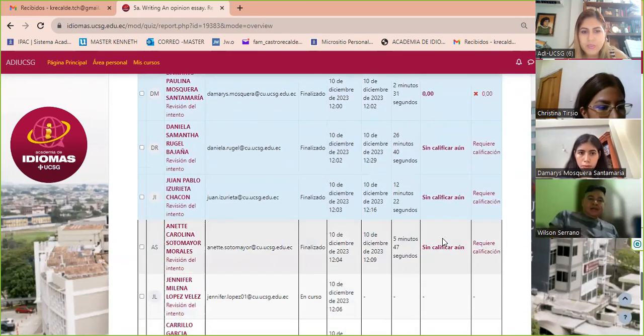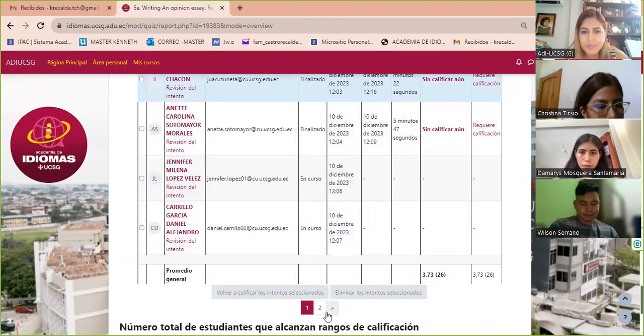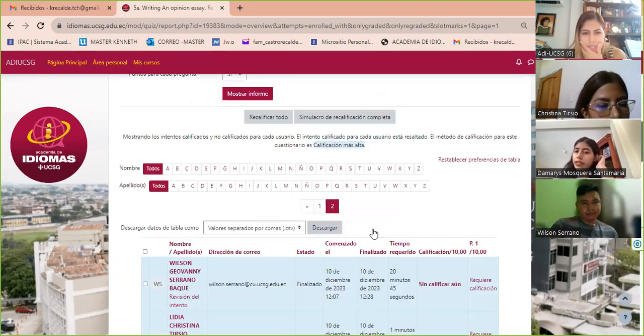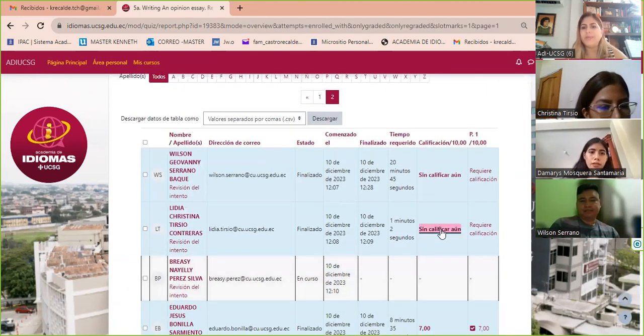Let me find where is Cristinita. You are not in the first page. You must be here in the second page. Here you are. Okay, let's check.